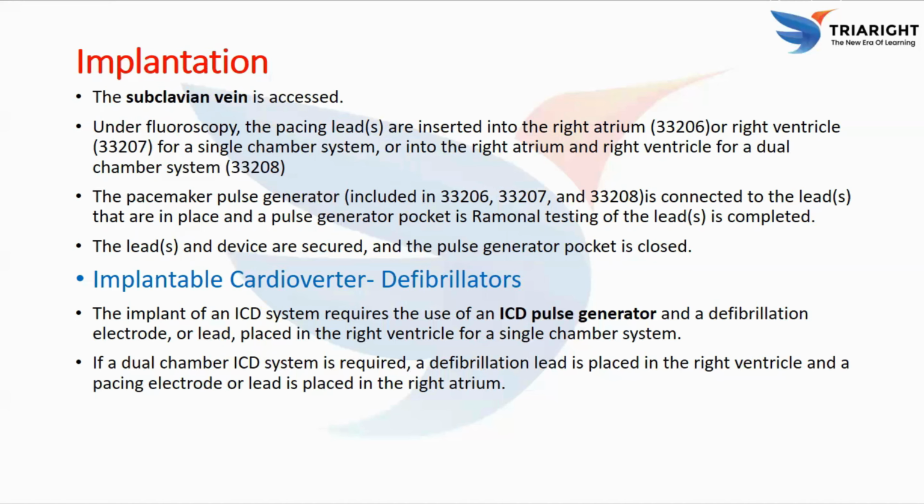Whereas in a dual chamber ICD, two leads are used. The defibrillation lead is inserted into the right ventricle, whereas the pacing lead is inserted into the right atrium. So what is the advantage of this dual chamber ICD? Better rhythm discrimination. It maintains the AV synchrony if pacing is needed.